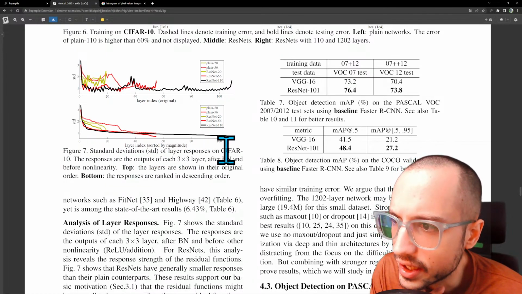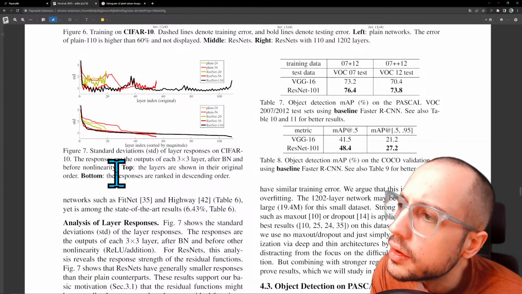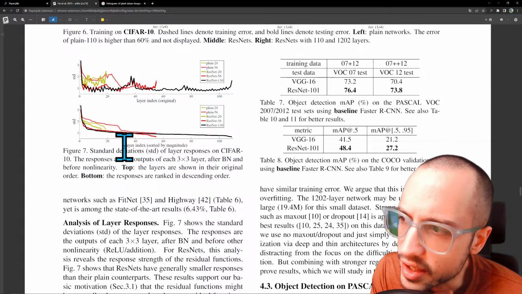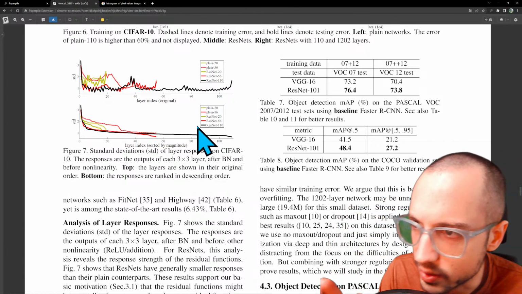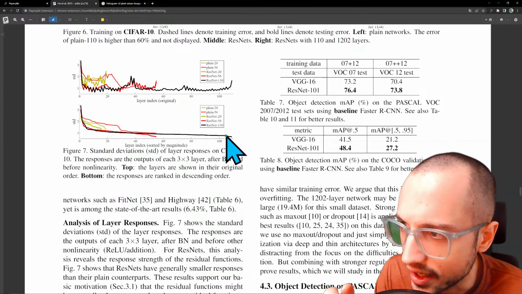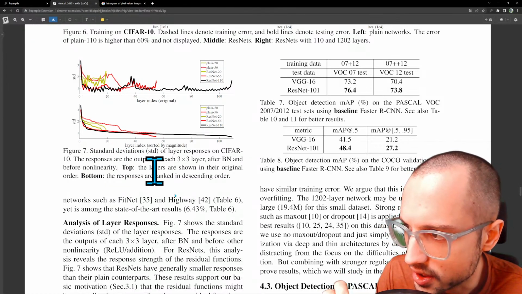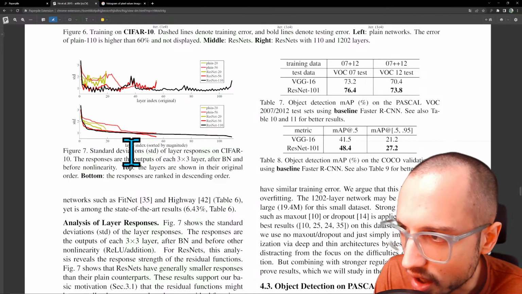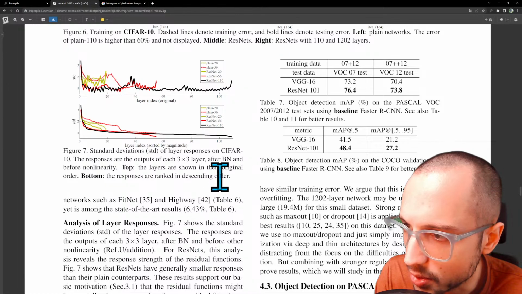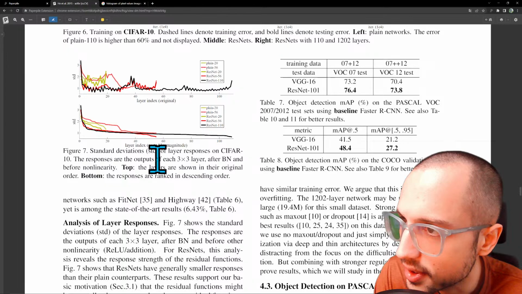Standard deviations of layer responses. So this is at each layer in this ResNet. ResNet 101, this black line has 100 layers. The standard deviation tells you how much... This is a proxy for the vanishing gradient problem, but because they're applying batch norm, it doesn't really matter. I don't really know what they're trying to get to here.